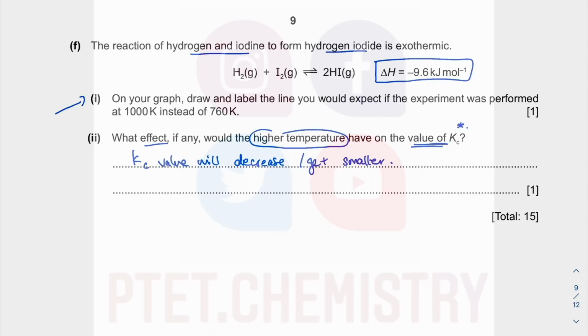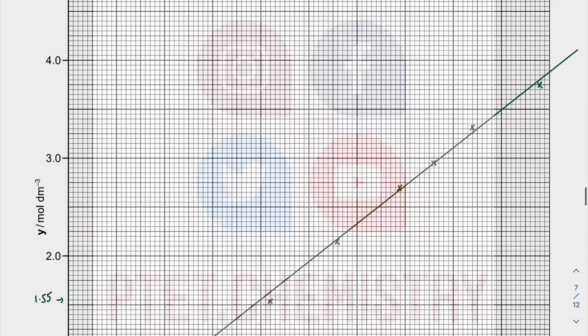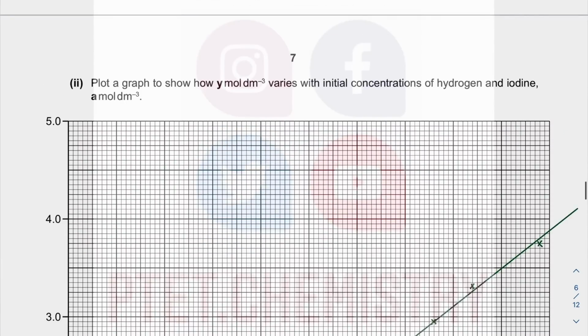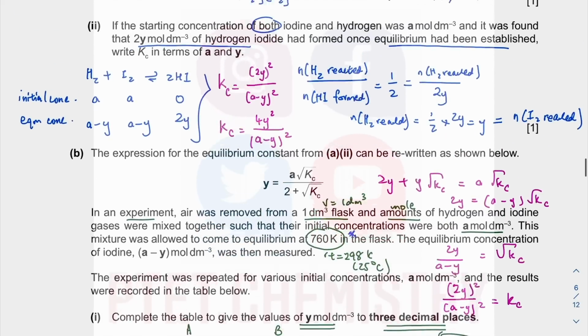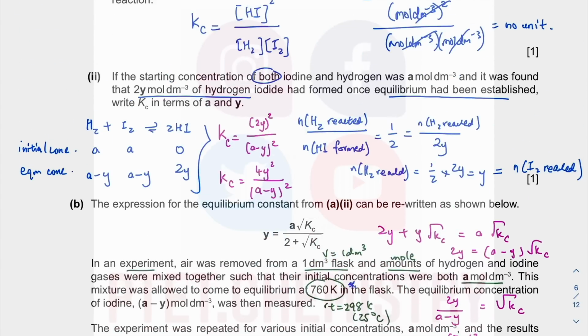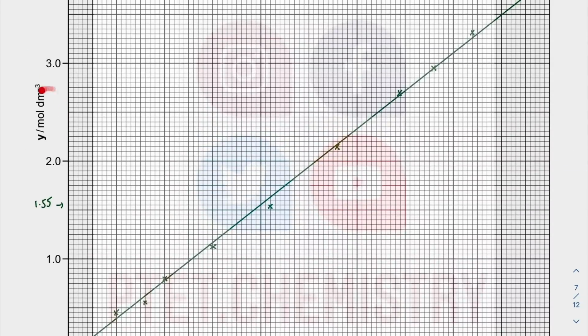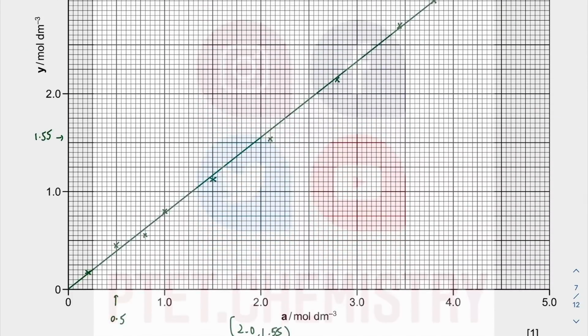Okay, so our graph, this is what happens. The equilibrium shifts that way at higher temperature. What does our graph show? Our graph shows y against A. And what was y against A? You have the starting concentration of A in mol per dm cubed, and then you produce 2y mol per dm cubed of HI. So this is your product, this is your reactant.